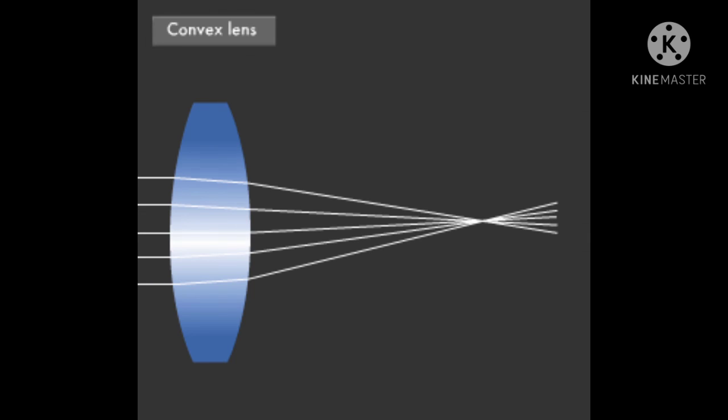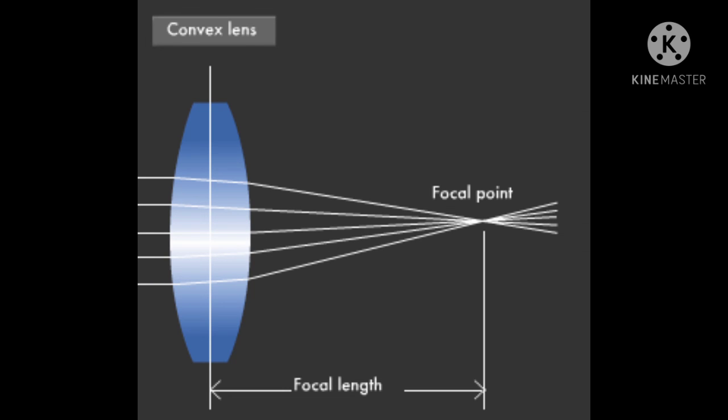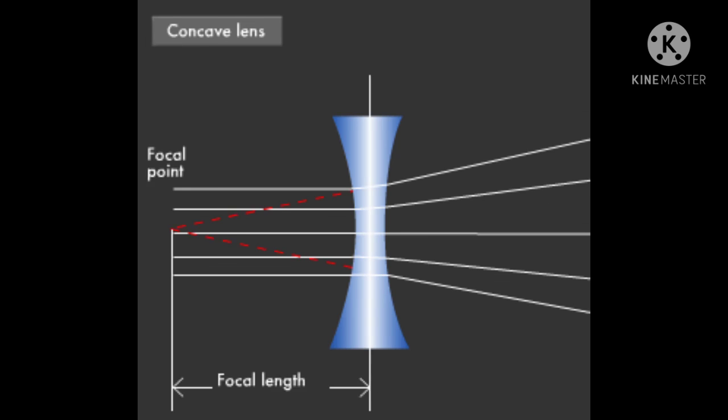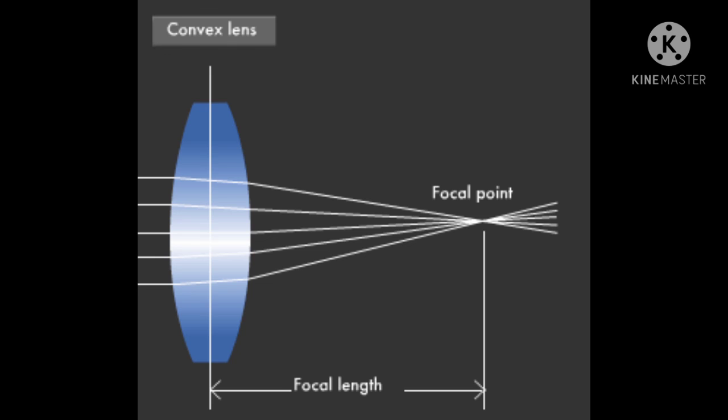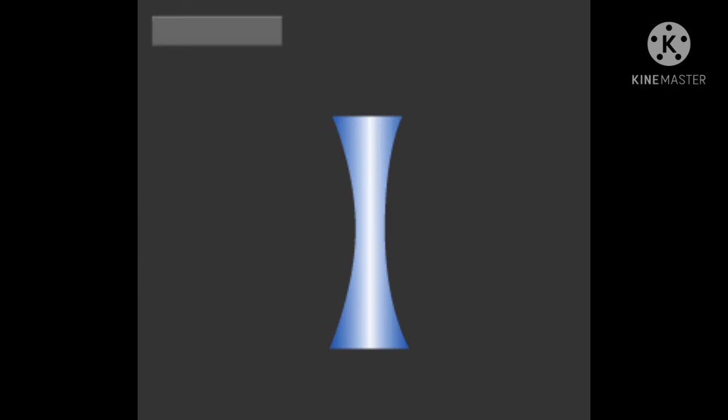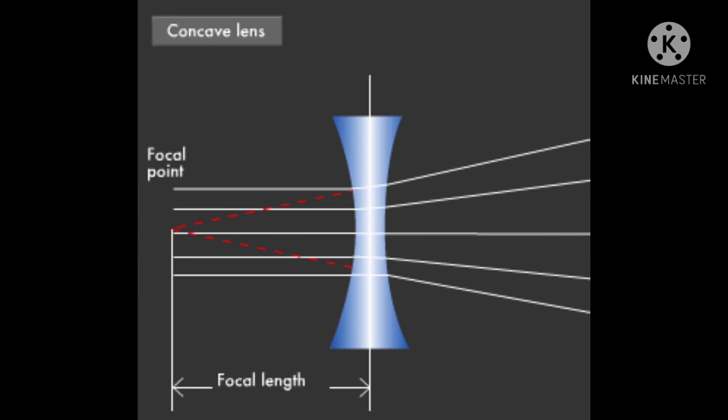Okay? About the biconvex lens, see, in the front side only they are converging. But about the concave lens, on the other side, that is the back side of the surface, I am showing you the extended rays in red color. Okay? Okay, children, hope you all understood well.